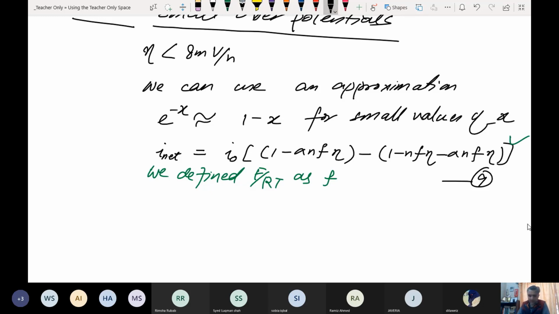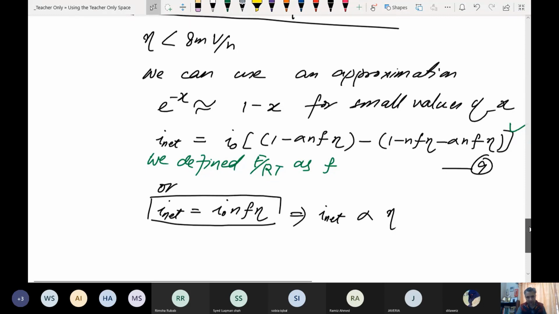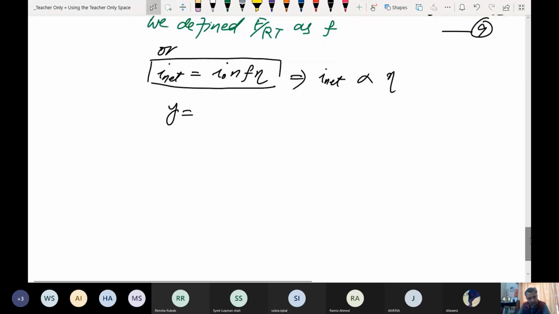Now this can also be written as I net is equal to I naught n f eta, and in this equation we see that the current is directly proportional to overpotential if the other three are constants. So the current is directly proportional to the overpotential, and this equation is of the shape of y is equal to mx. So it means that if we are plotting, then we are looking at a certain result.